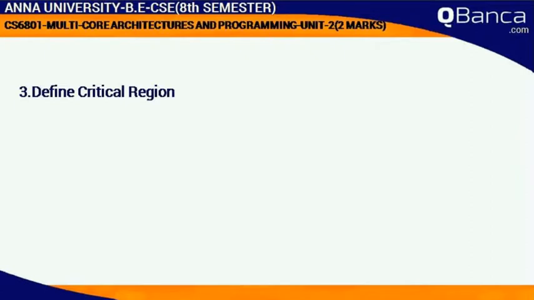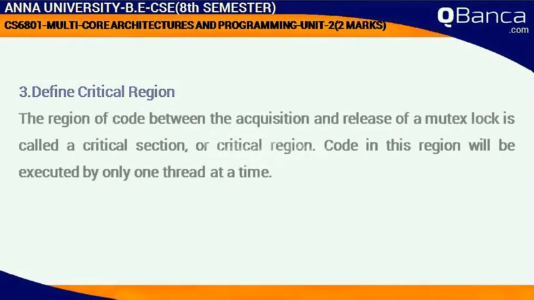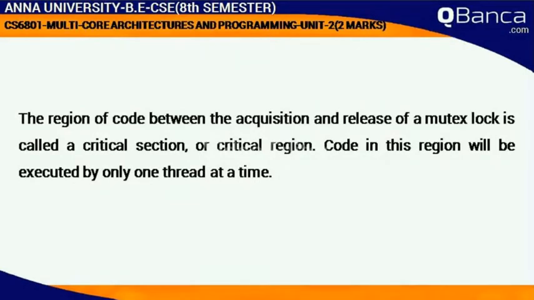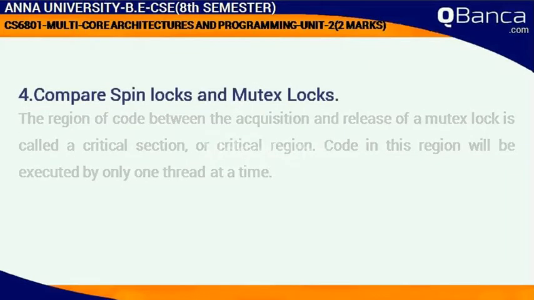Define critical region. Answer. The region of code between the acquisition and release of a mutex lock is called a critical section or critical region. Code in this region will be executed by only one thread at a time.